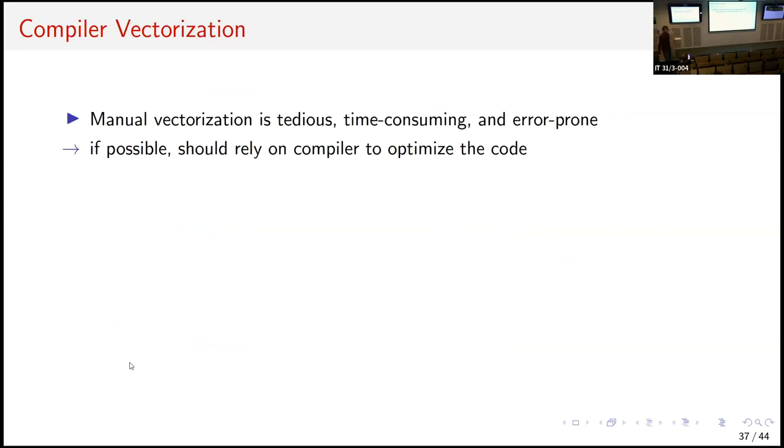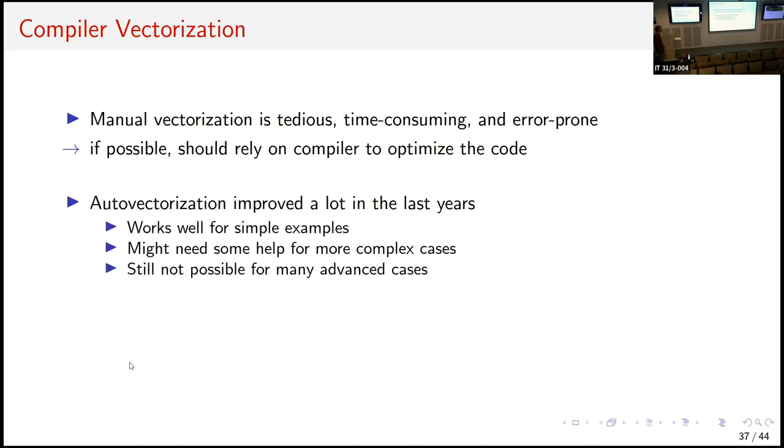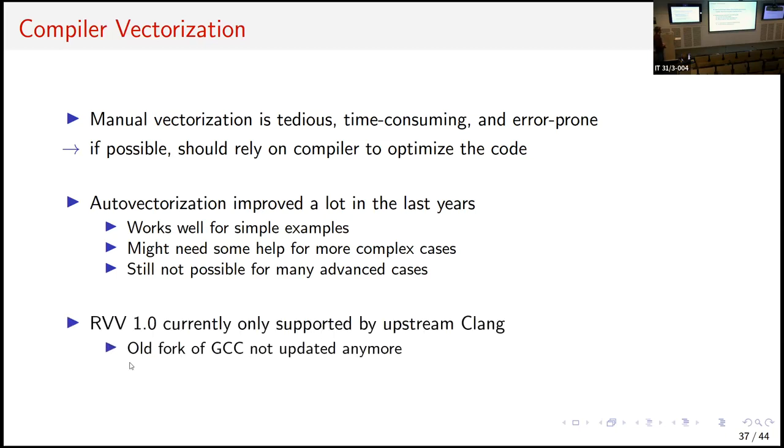Okay, so as I said, that was handwritten assembly code. If you have already done it, manual vectorization is tedious, time consuming, error prone. So if possible, it would be nice if the compiler can do this for us. Auto vectorization has improved a lot, works well for easy cases, also for this very simple AX plus Y. Might need some help for more complex cases, and might even not be possible for the most advanced cases.